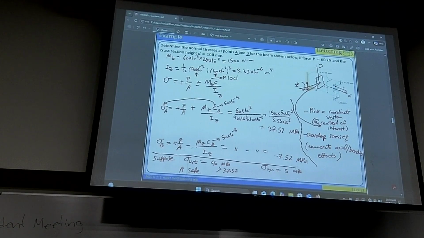So as easy as that. This is less than 7.52, so B is not safe. Jacob, overall, not safe. One failure, too many. Guys, remember, one failure is too many in engineering.